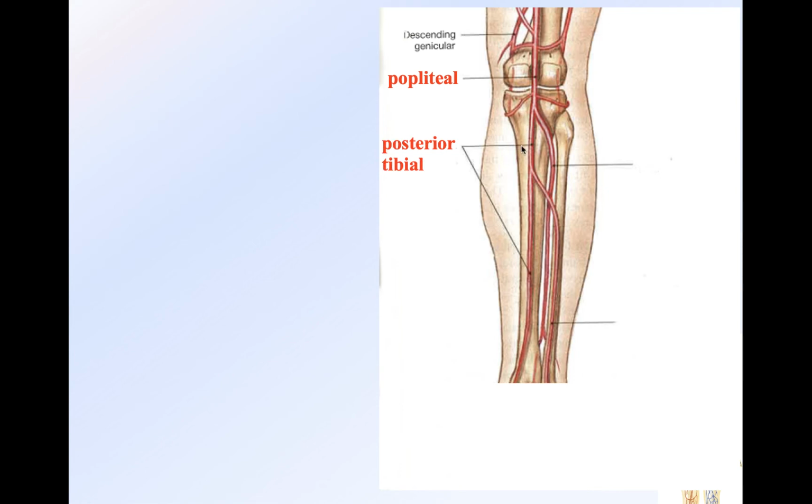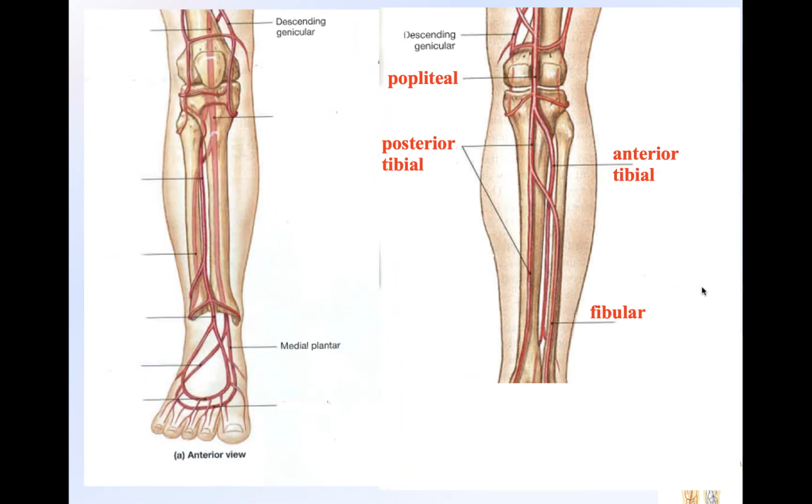And again, it's branched, and here is the posterior tibial. Posterior, it runs behind the tibia. Tibial, because that's the tibia. Here's the anterior tibial. It's going to move in between the tibia and the fibula. And eventually it moves more towards the front, and it feeds the front of the leg. There's another branch here that runs down along behind the fibula, and so it's the fibular artery.